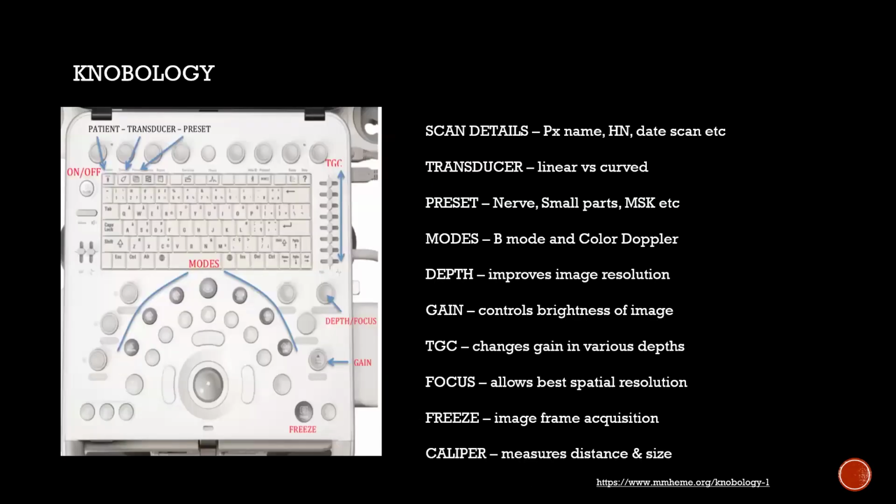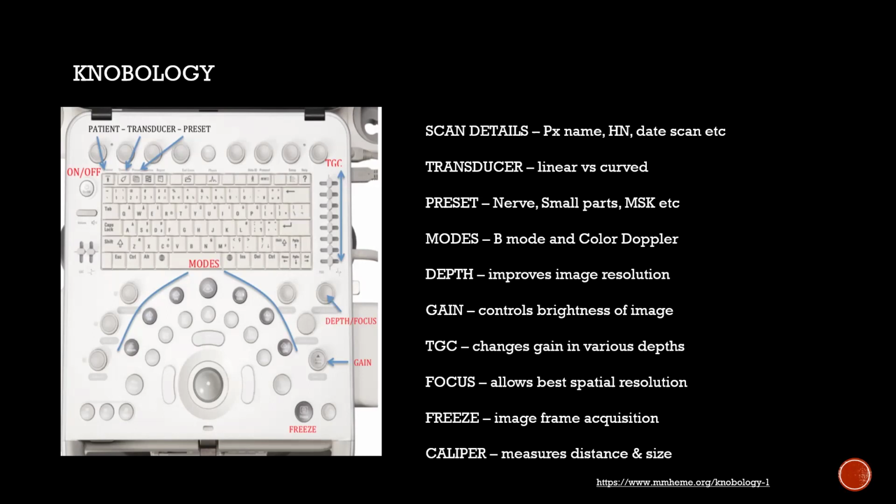For knobology, the knobs we should know are the following. First, how to turn on your machine. Then the patient scan details where you input the name, the hospital number of the patient, the scan details, and the date of the scan. When you are ready to scan, find the transducer button to choose which probe to use, either the high-frequency linear probe or the low-frequency curved probe.